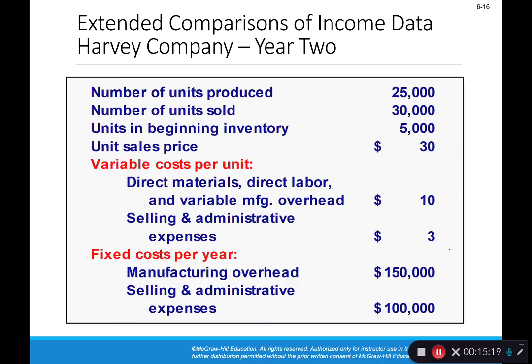So let's look at year 2. Now we're still producing 25,000, but we're going to sell 30. How can we sell 30 when we produce only 25? Well, because we're going to use the 5,000 that are left over from last period. The unit sales price is still 30. Our direct materials, direct labor, and variable overhead is still 10. The selling and admin variable is 3, and the fixed costs are the same as well.